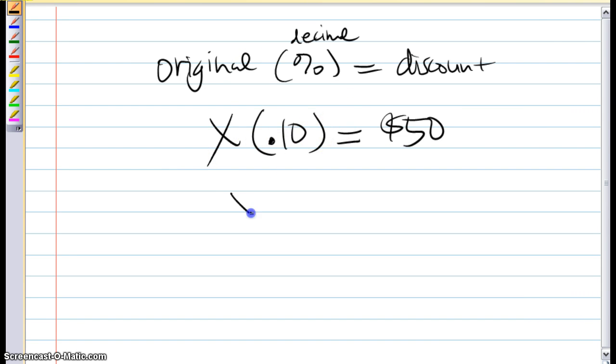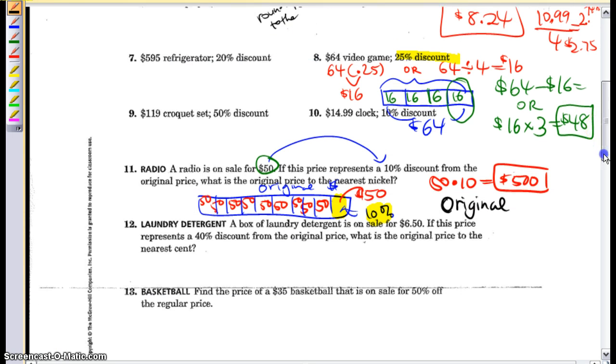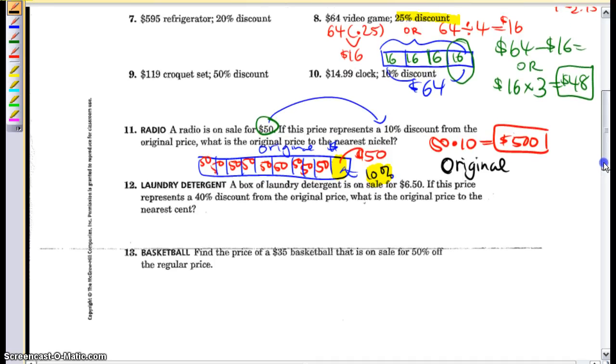So to solve this equation, I would take the 50 and divide it by the 0.10, since I'm doing the inverse. Again, I could simply use my calculator, and I will still get the same answer as I did earlier, which is that x is 500. So the original cost of the radio was $500. So that's how I would do it as an equation. And again, the bars are just another helpful way to help you see it.